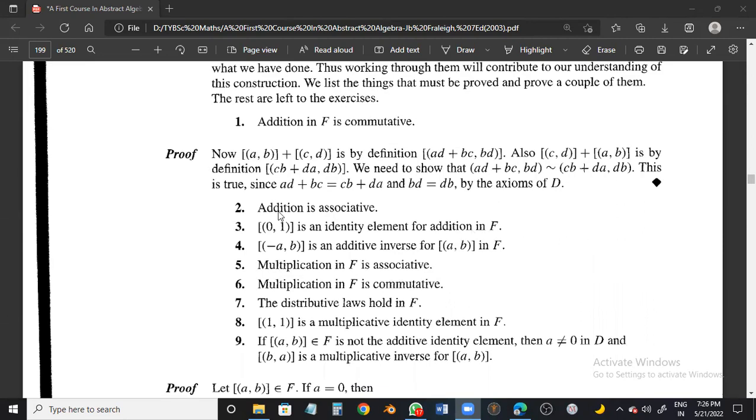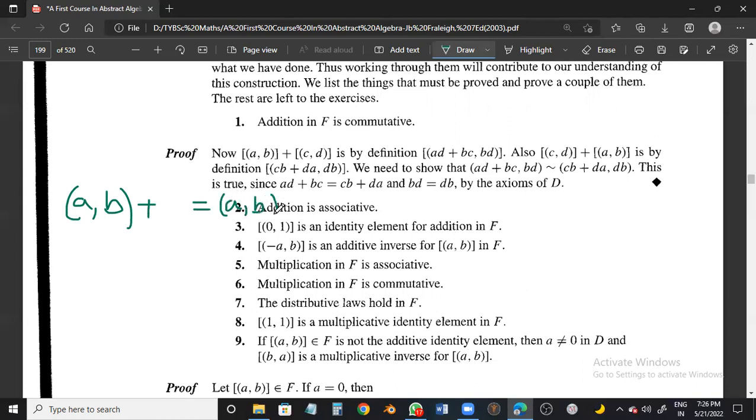Now, addition is associative, that is by default, so no question of this. What is the identity element? I mean, the identity for addition. Ordered pair AB plus what will give back AB to me? I want this to be zero. No, so we have to go with this.